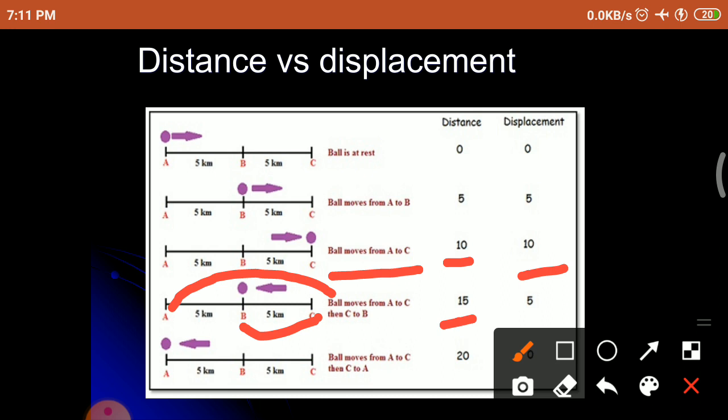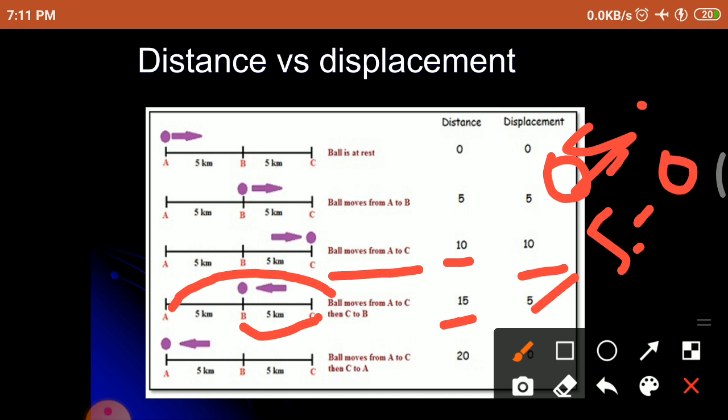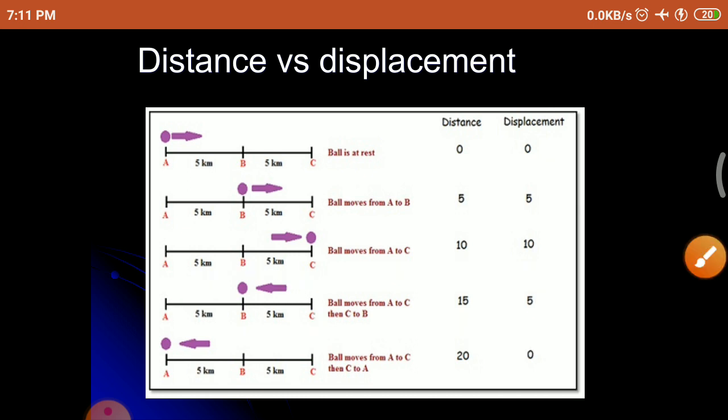So what is the displacement? Here the initial position is 0, the final position is 5. So 5 minus 0 is 5. The displacement is 5.